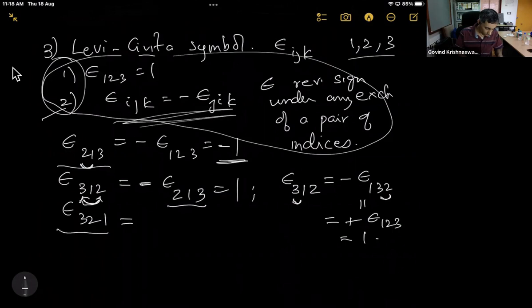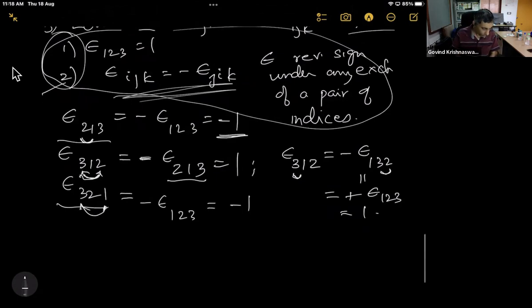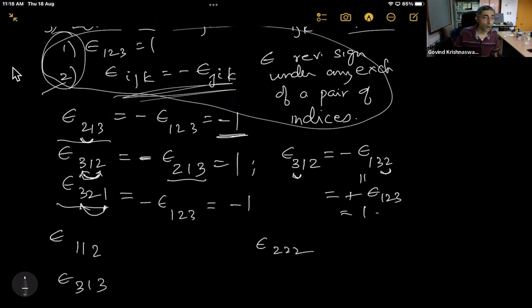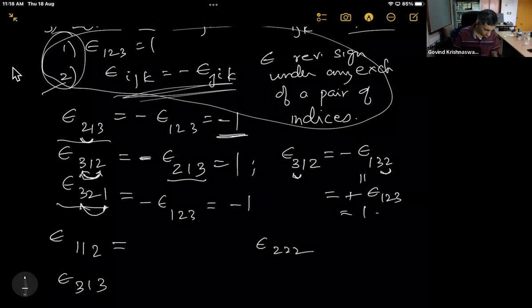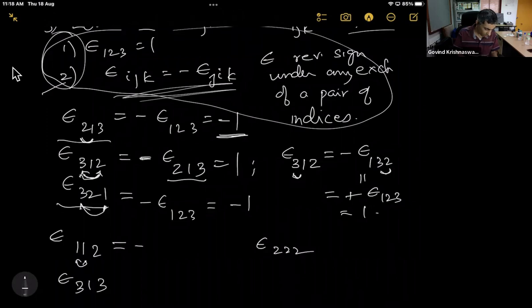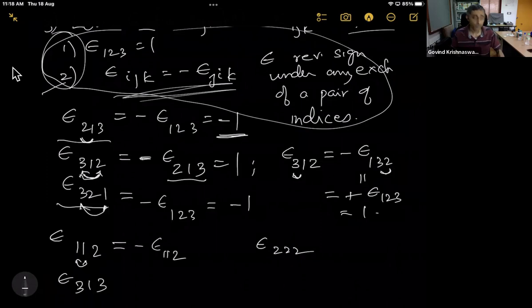Let's go to the third one. That is a similar game. I can write it as minus epsilon 1, 2, 3 by exchanging the first and third. Now we have become experts at this. That's a minus sign. And then I had 3 more relatively similar ones. I think they were epsilon 1, 1, 2, epsilon 3, 1, 3, and finally epsilon 2, 2, 2. Let us see. This again, you exchange the first 2 indices, you will get minus epsilon 1, 1, 2. So that is the trick.